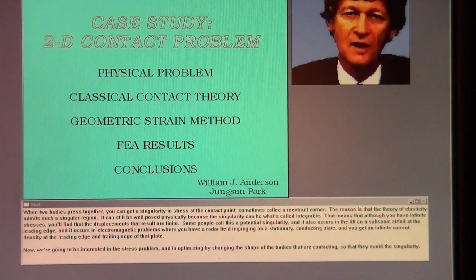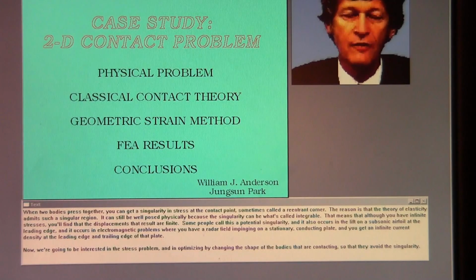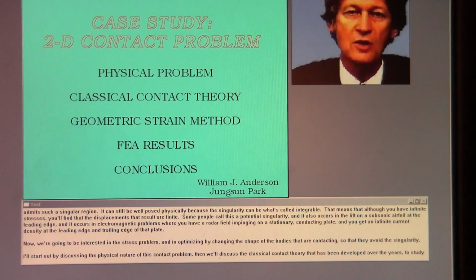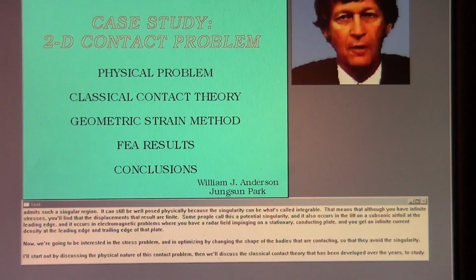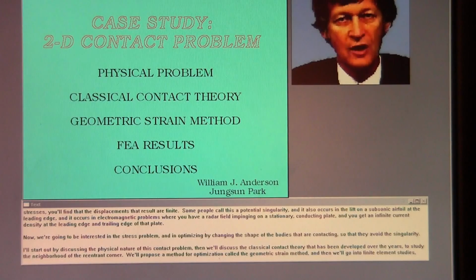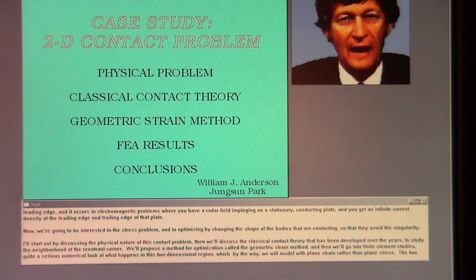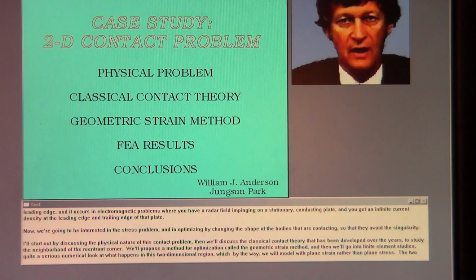Some people call this a potential singularity, and it also occurs in the lift on a subsonic airfoil at the leading edge, and it occurs in electromagnetic problems where you have a radar field impinging on a stationary conducting plate, and you get an infinite current density at the leading edge and trailing edge of that plate. Now, we're going to be interested in the stress problem and in optimizing by changing the shape of the bodies that are contacting so that they avoid the singularity.